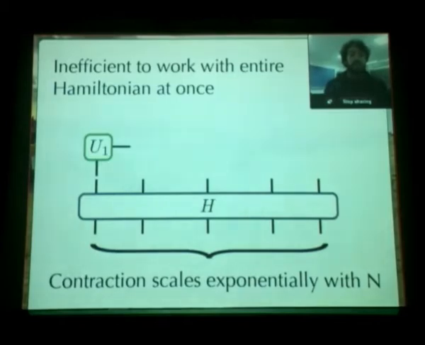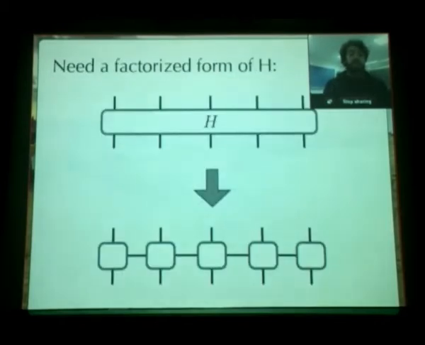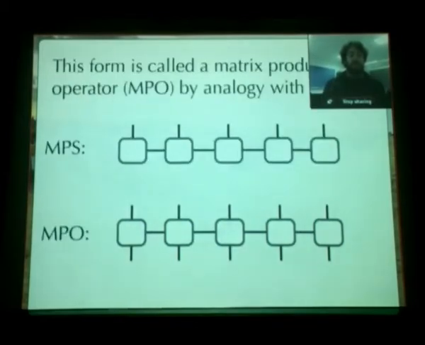So if you please go to the next slide. What you need is, just as you work with a local form of your wave function, a matrix product state, you want to work with a local form of your Hamiltonian. The next slide shows the analogy with a matrix product state. Just as each piece of a matrix product state has a single site index, each piece of a matrix product operator has two site indices, so it's like a matrix itself, like an operator. And so it's called a matrix product operator by analogy with a matrix product state.